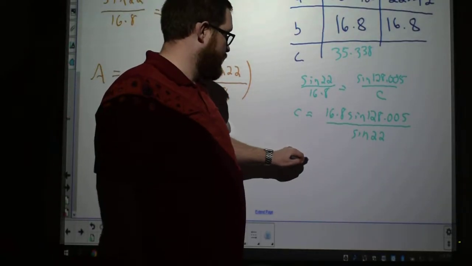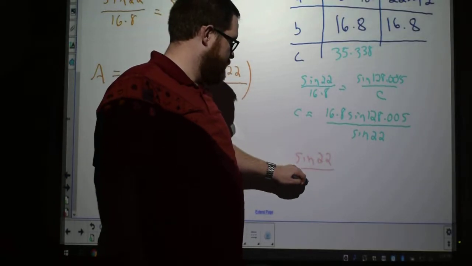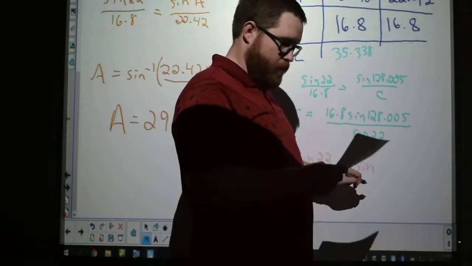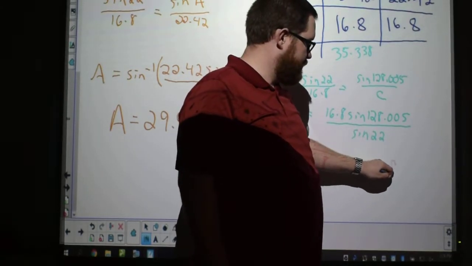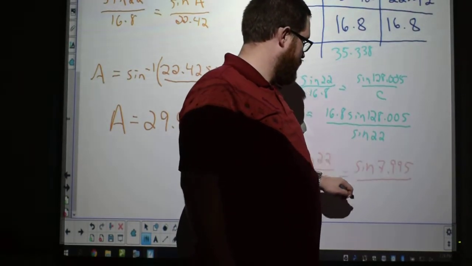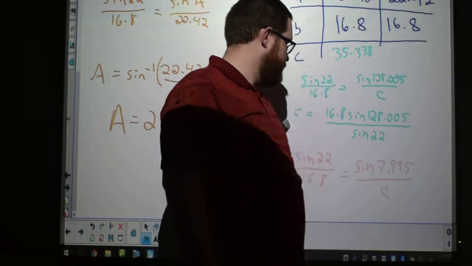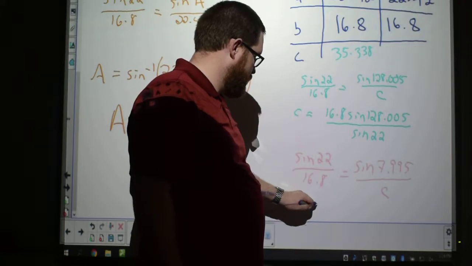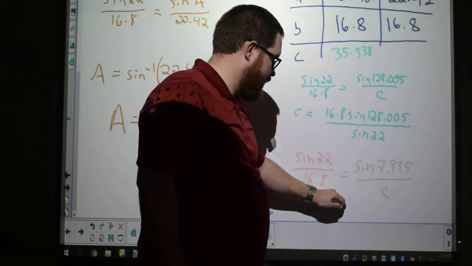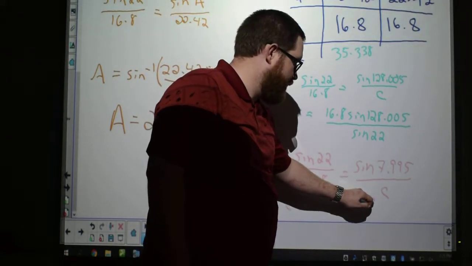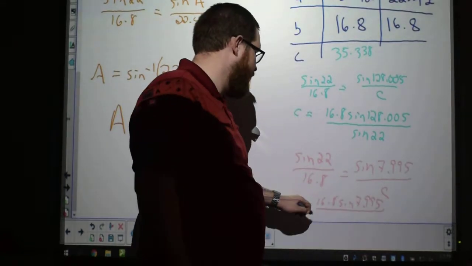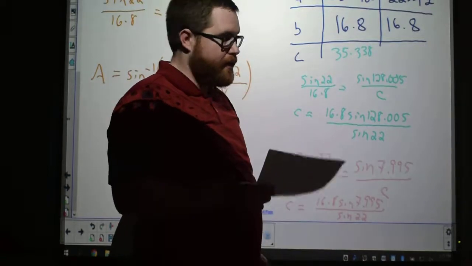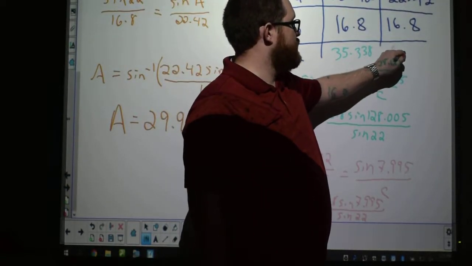So I say sine 22 over 16.8 equals sine of, what was it? 7.995 over angle C, or side C. Cross multiply again, you get C equals 16.8 sine 7.995, the same thing we got last time with a different angle C, and sine 22. Type that in your calculator, and you'll get side C to be 6.238.